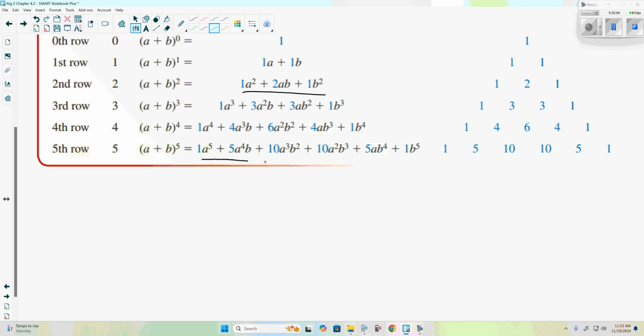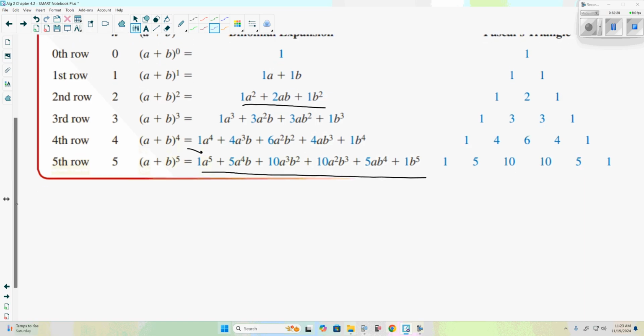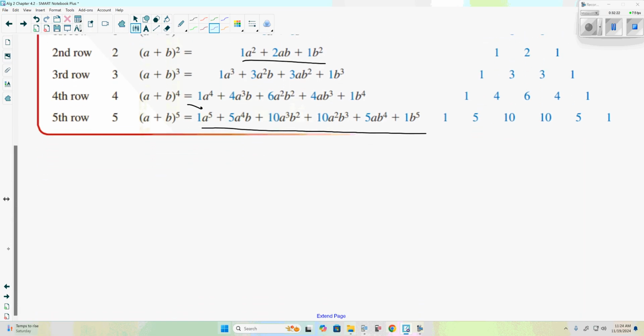Even in the 5th row, the powers for a start off at 5 and for b at 0, so it's going 5, 4, 3, 2, 1, 0, or 0, 1, 2, 3, 4, 5, decreasing in that order. And the constant terms are given to us by the triangle itself.